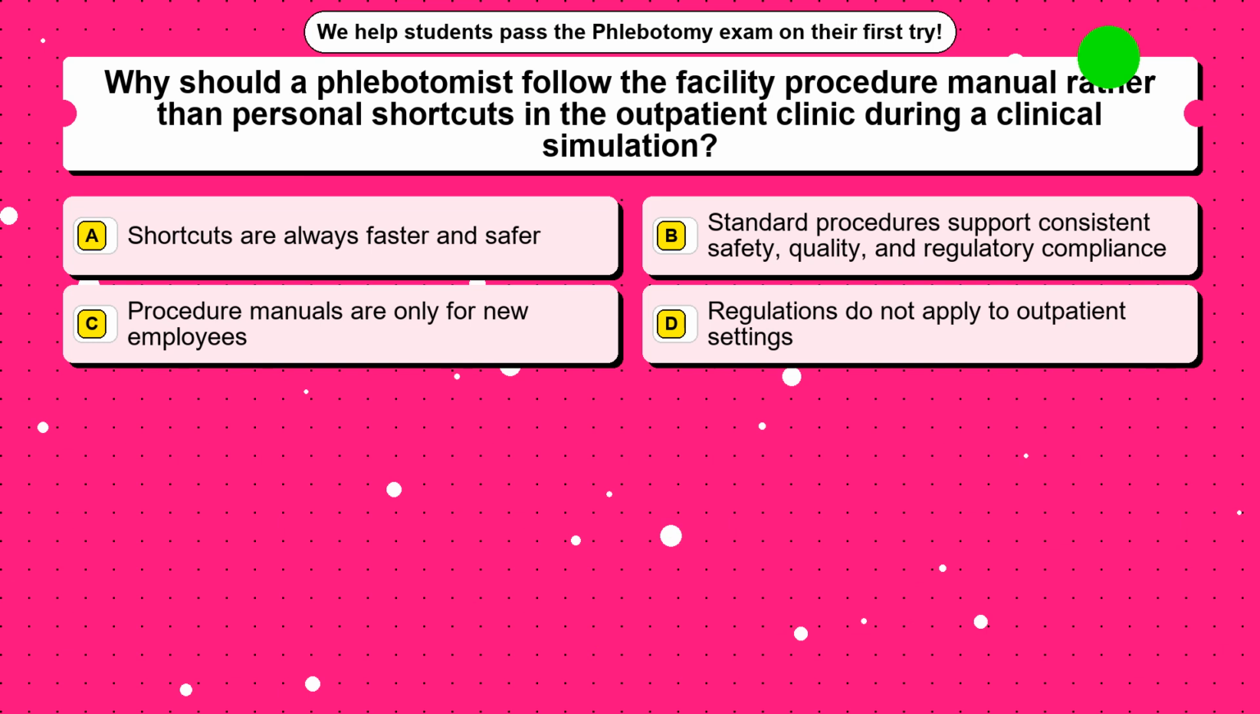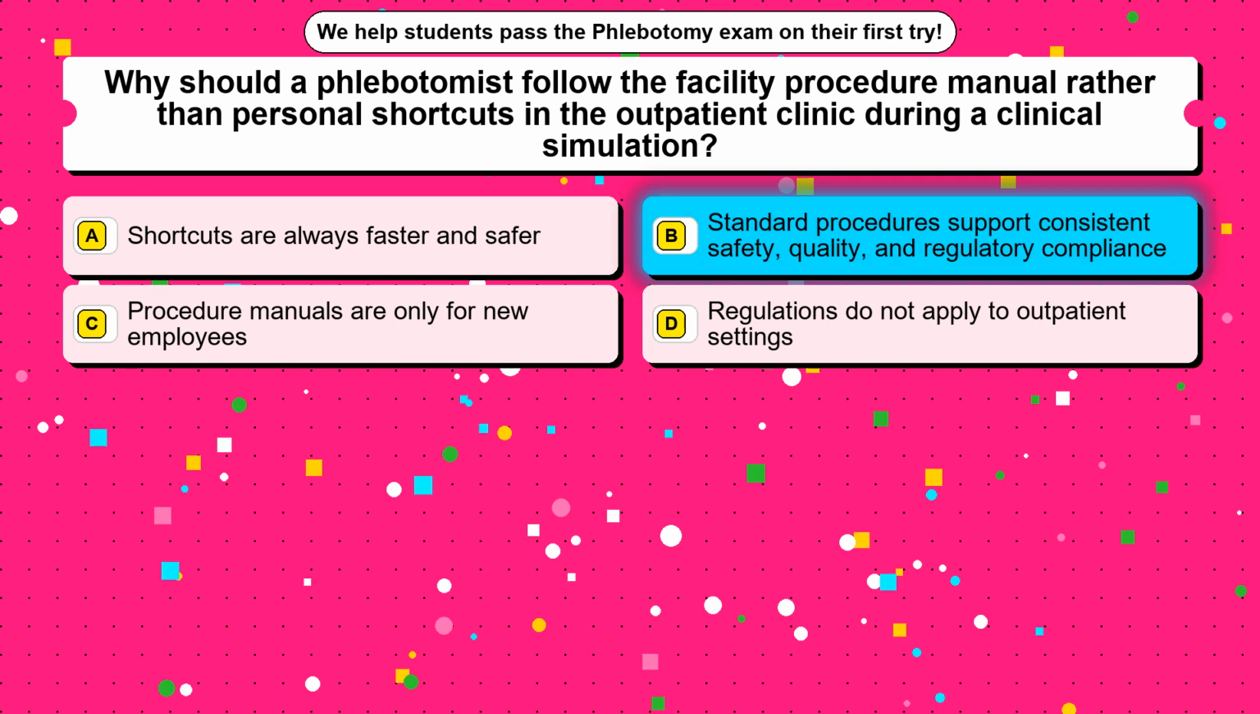Question 97. Why should a phlebotomist follow the facility procedure manual rather than personal shortcuts in the outpatient clinic during a clinical simulation? Option A. Shortcuts are always faster and safer. Option B. Standard procedures support consistent safety, quality, and regulatory compliance. Option C. Procedure manuals are only for new employees. Option D. Regulations do not apply to outpatient settings.